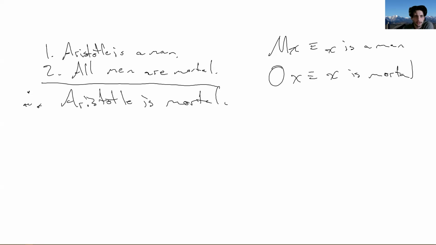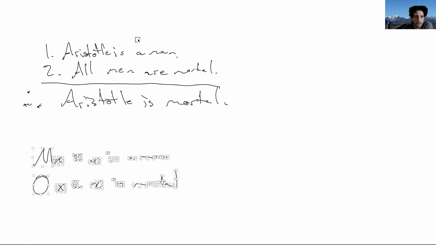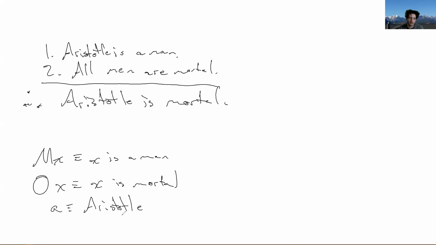So we can take this argument and just put it into logic. So Aristotle is a man. We need to give a name for anybody that we want to talk about. So A is going to pick out Aristotle. Our lowercase letters pick out particular objects, and our uppercase letters are the predicates.